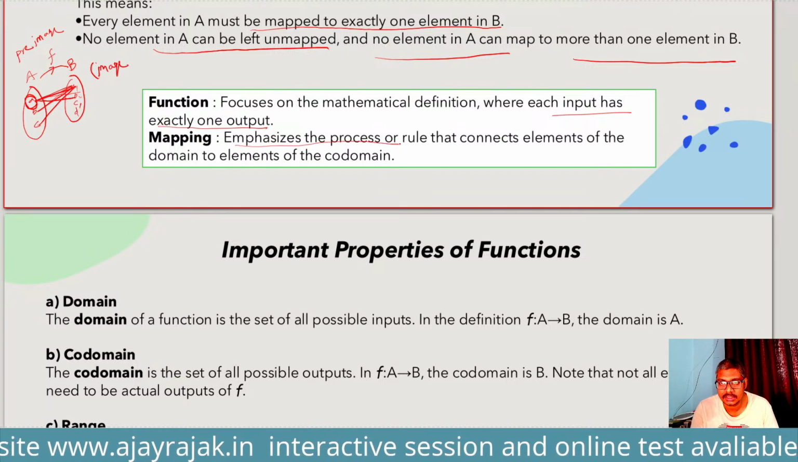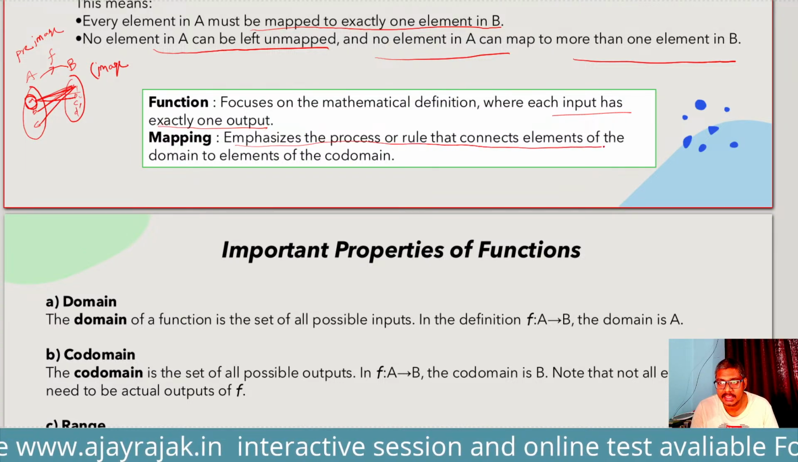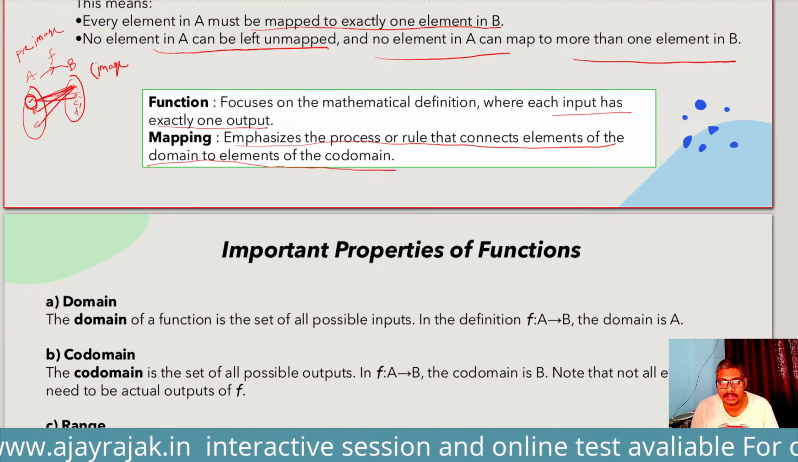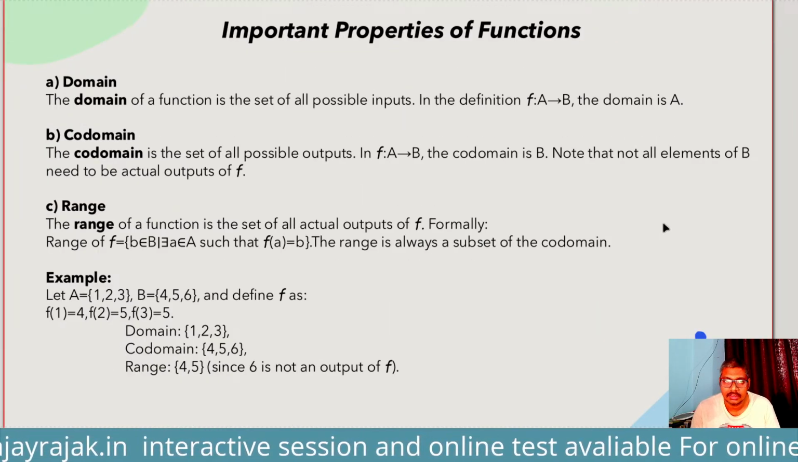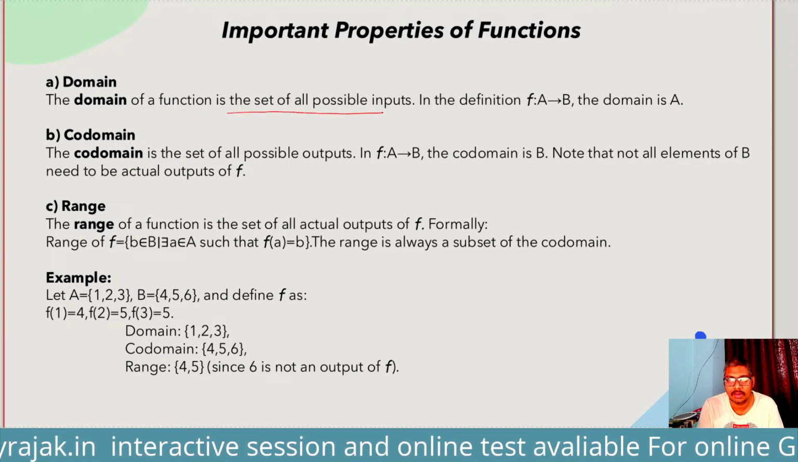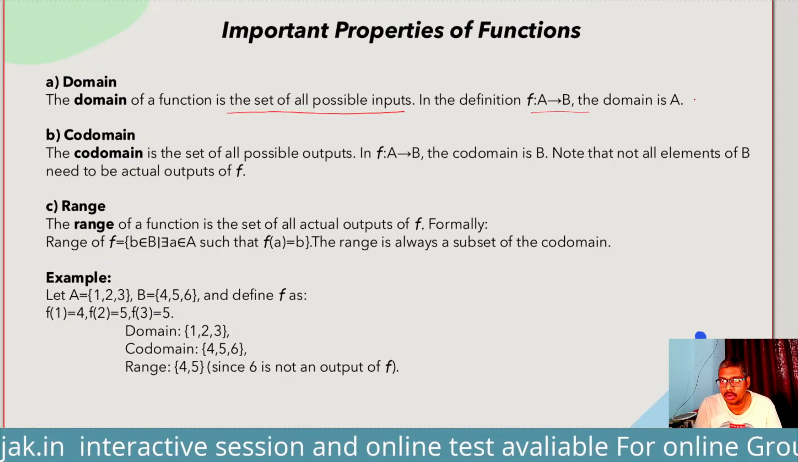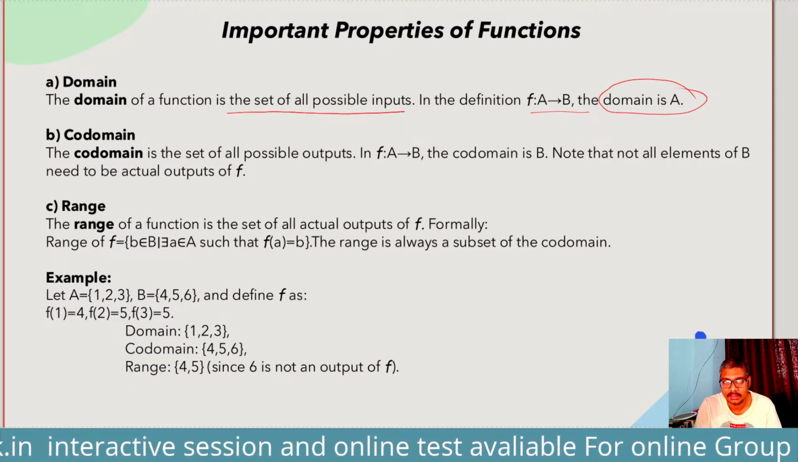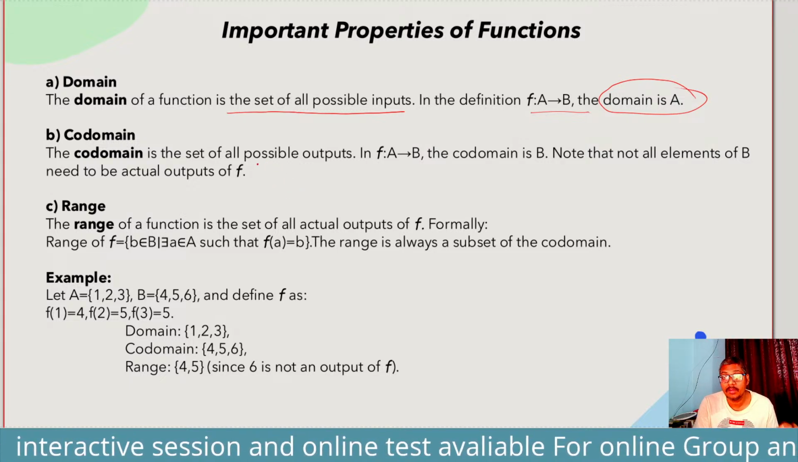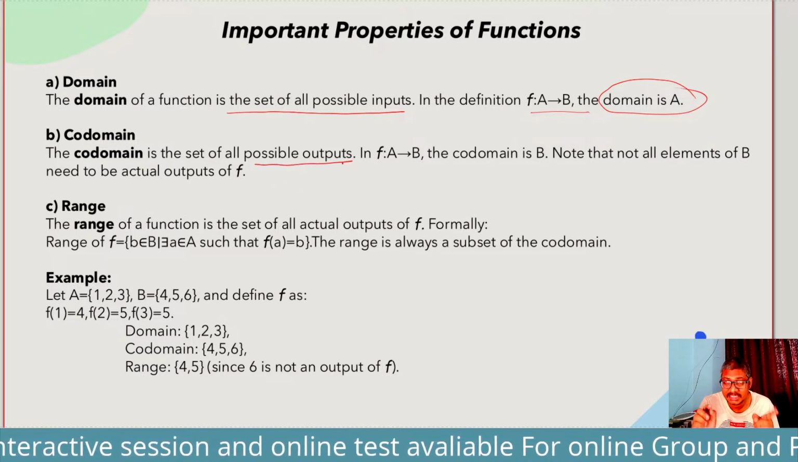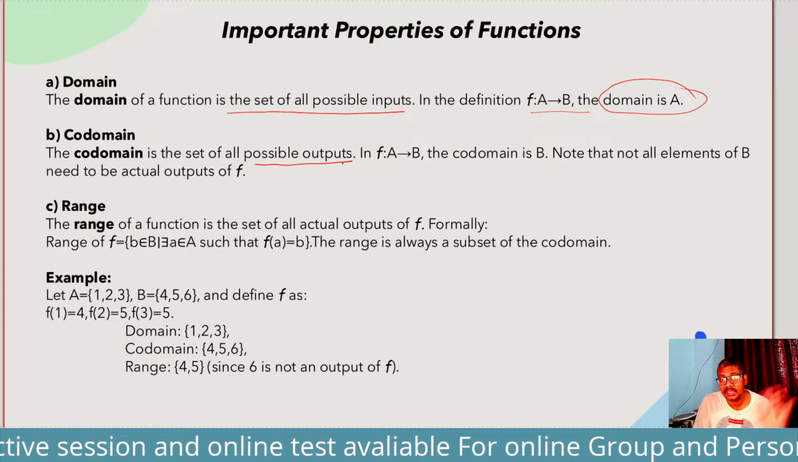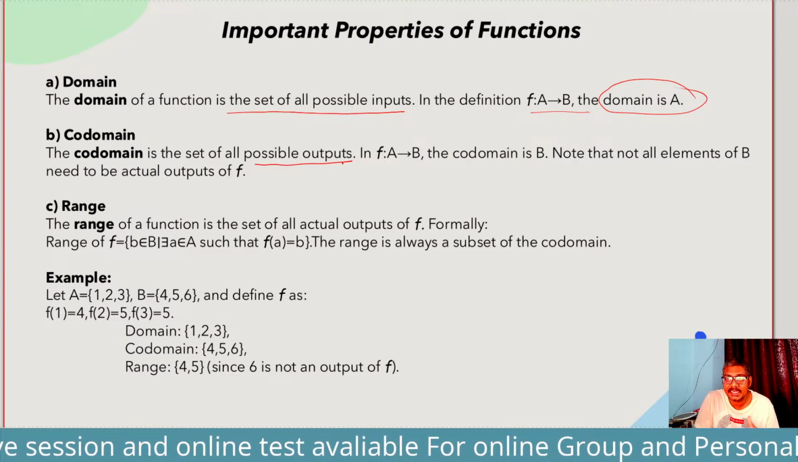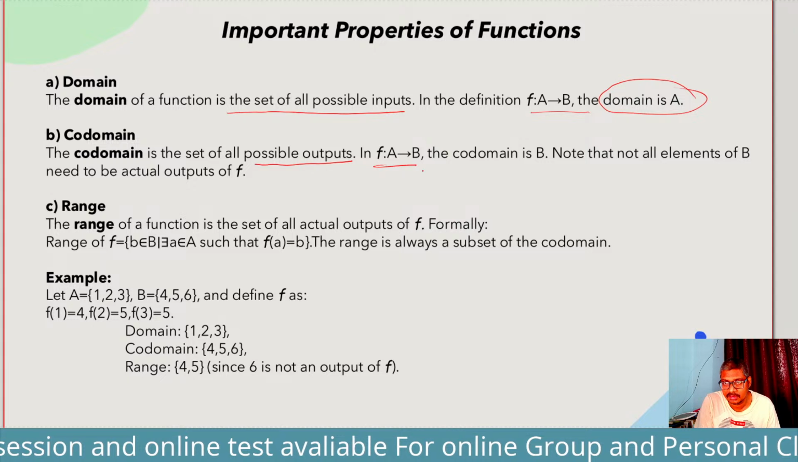So function focuses on the mathematical definition where each input has exactly one output. It emphasizes the process or rule that connects elements of the domain to the elements of the codomain. What are the important properties if we look? Domain of a function is the set of all possible inputs. So A, B, so all the A will be the domain, right? Codomain is the set of all possible outputs. Remember, here we are talking about all possible outputs. But what will be the output, how they are related, depends on the function itself.